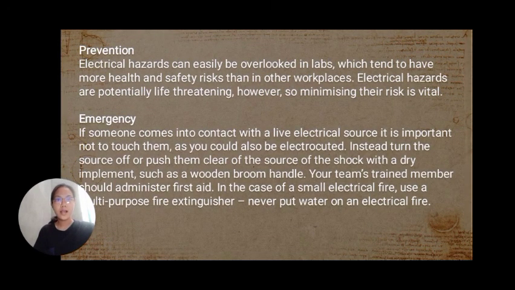Prevention. Electrical hazards can easily be overlooked in labs, which tend to have more health and safety risks than other workplaces. Electrical hazards are potentially life-threatening. However, minimizing their risk is vital. All power outlets that could be exposed to wet conditions should be equipped with ground fault circuit interrupters. Flexible extension cords should also be well maintained and never used as a substitute for permanent wiring. Electrical pendants can be used where possible to keep cords out of the way.